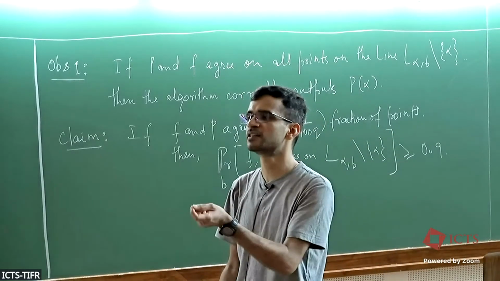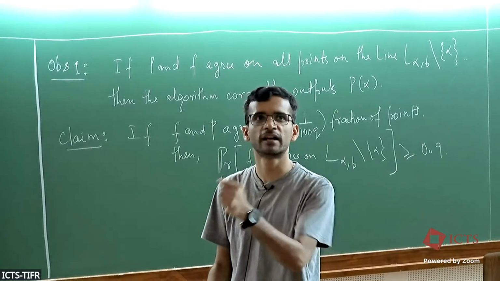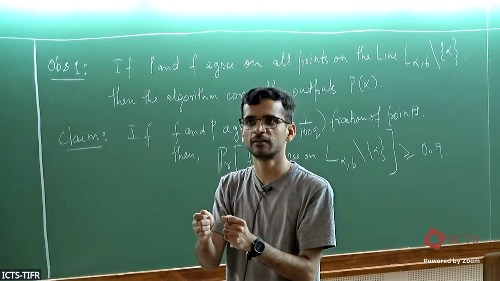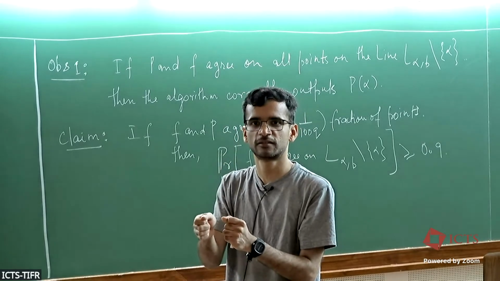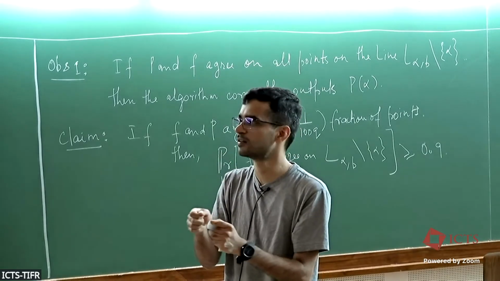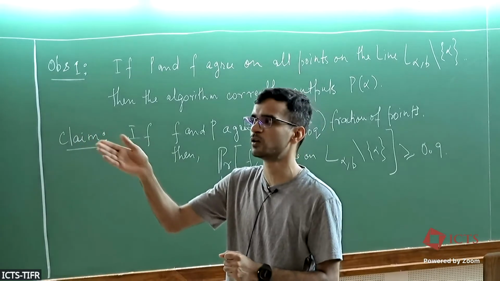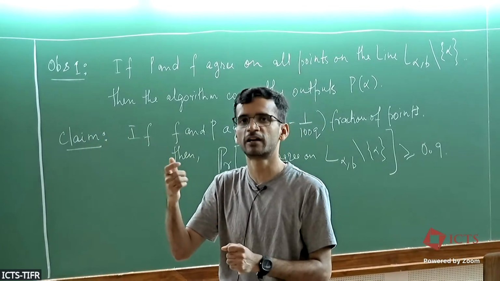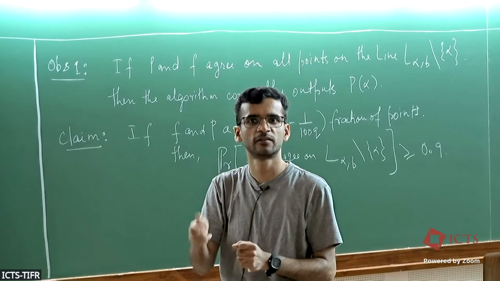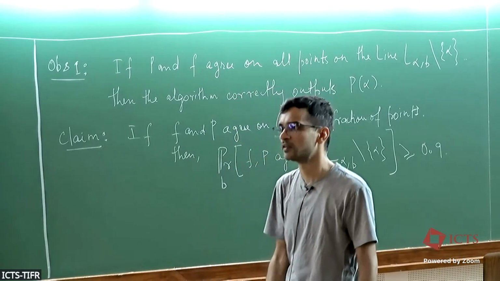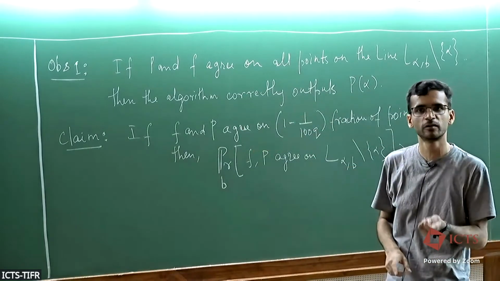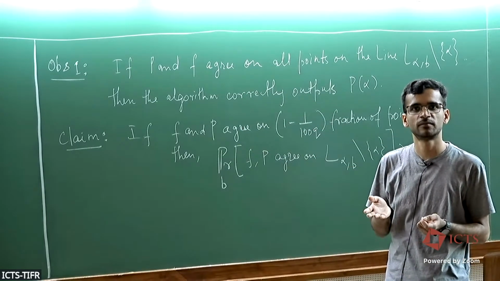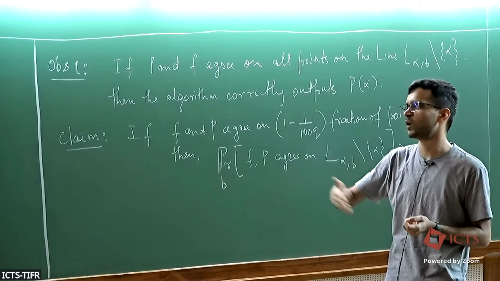If you fix a point on this line, so we are picking a random line, then the probability that F and P disagree at this point is equal to the probability that you're sampling a uniformly random point from space and F and P disagree. So that's about 1 over 100q. So the probability that there is an error for a fixed setting of little t in that algorithm is 1 over 100q. And we are querying roughly q points.